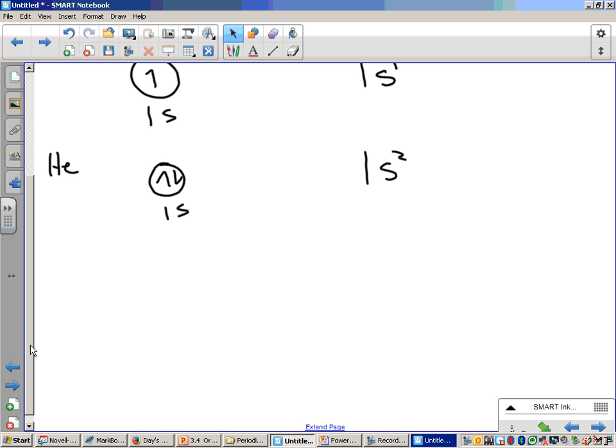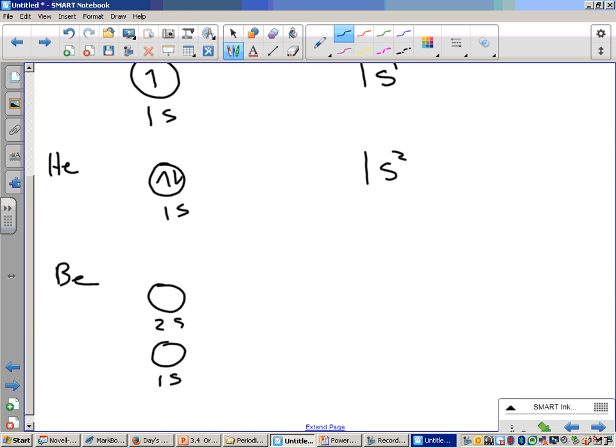Let's do beryllium. Beryllium, Be. Which orbitals am I using? A 1s and a 2s. I'm going to put the 1s below the 2s. Notice I don't care about the nucleus. I'm not worried about the number of protons. That's all built into the beryllium.